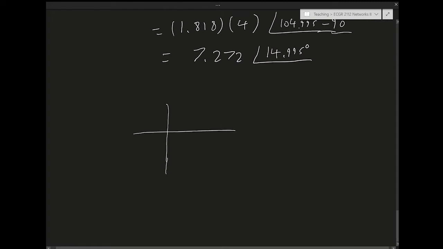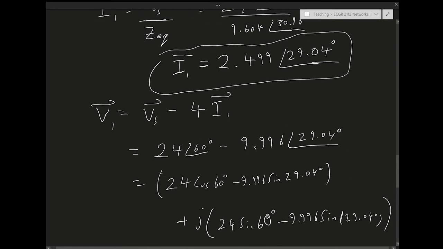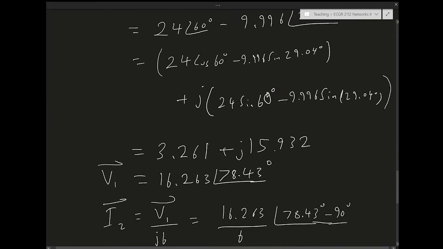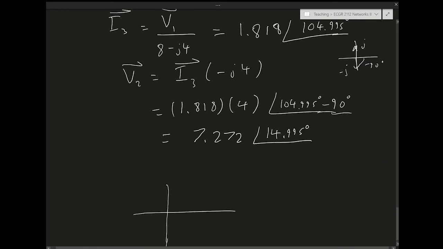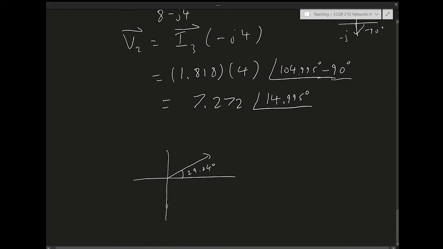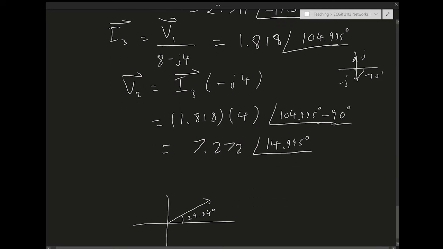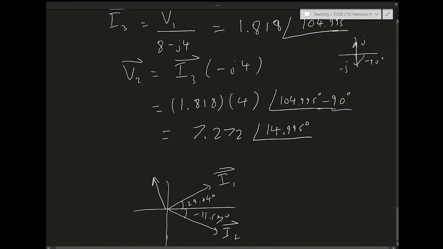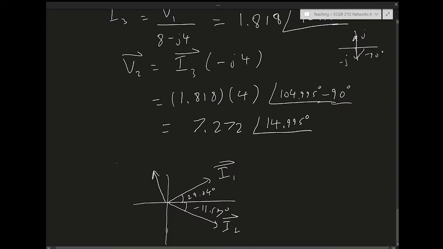Okay. If we plot the phasor diagram for all the currents that we found, so this is the complex plane. I1 has a magnitude of about 2.5 and 29 degrees. So it's going to be 29.04 degrees. I2 is going to have a magnitude of 2.7, close, but it's going to have an angle of minus 11.57 degrees. This is I2, I1. And then I3 is going to be about 105 degrees, with a magnitude of 1.81. So this is not exact. This is just an approximate phasor diagram, right?